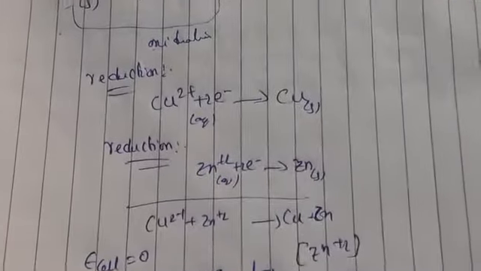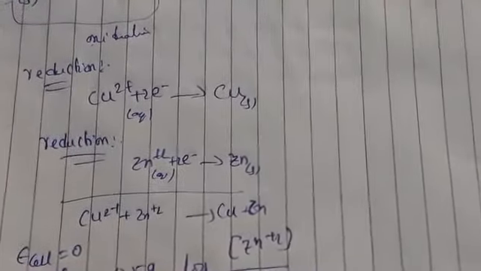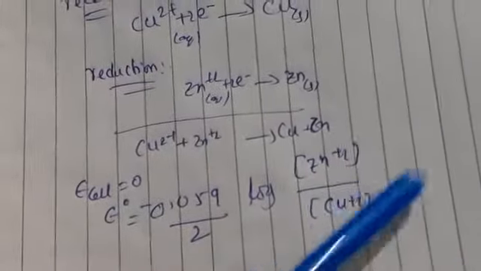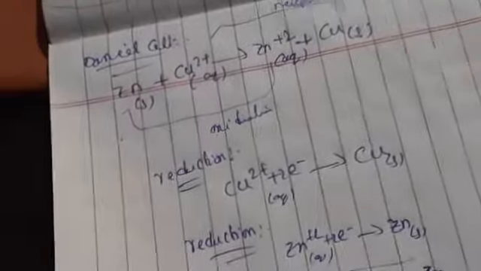So this is the way you will be writing. This is the one we are going to get. If you do cancellation, you will get some value here. This is the example of the Daniell cell. If we consider this equation, both copper and zinc undergo the reversible reaction. So automatically, this equation you are going to get.